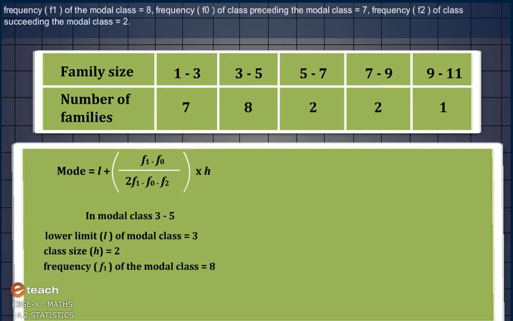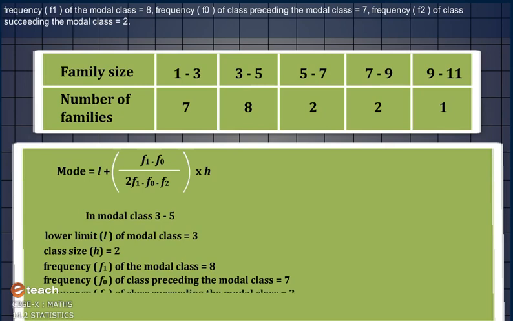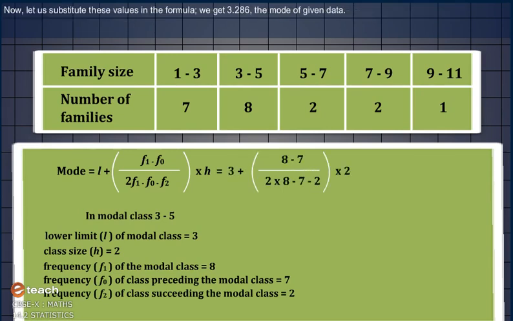Frequency F1 of the modal class is equal to 8. Frequency F0 of the class preceding the modal class is equal to 7. Frequency F2 of the class succeeding the modal class is equal to 2. Now let us substitute these values in the formula. We get 3.286, the mode of the given data.